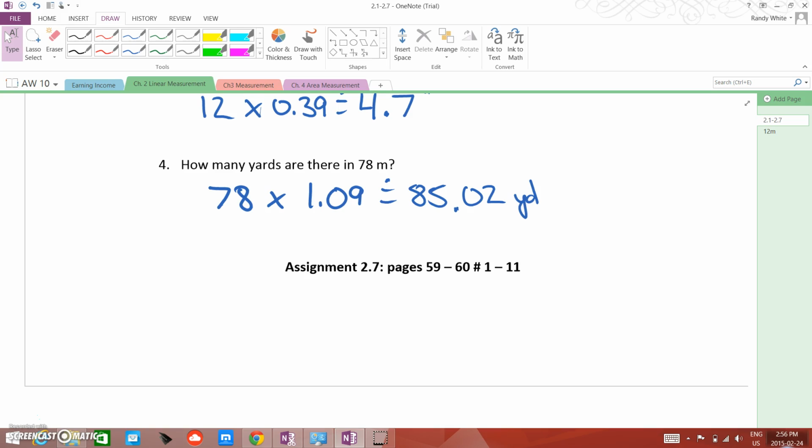Okay, so this is your last section for our review. So on page 59 and 60, I'd like you to do numbers 1 to 11, please. All right, good job. Test is coming up soon on Thursday.